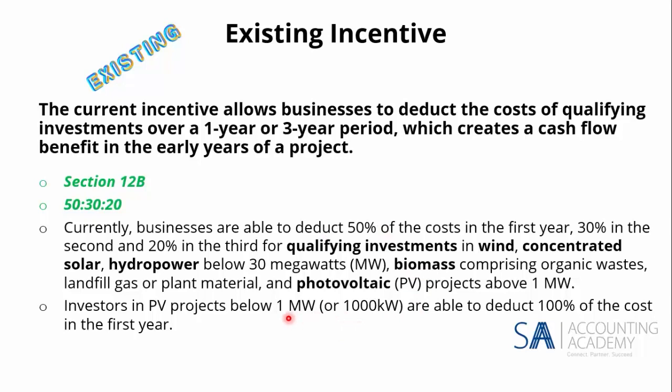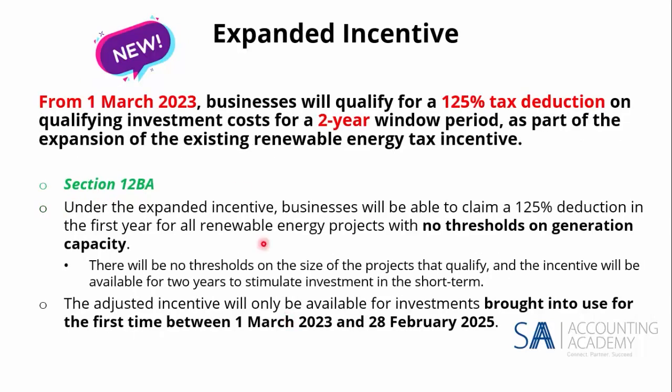So if it's below 1 megawatt, then you can claim the full 100% now. What is the newly expanded incentive all about? Well, from the 1st of March, they're backdating it to the 1st of March. Businesses now qualify for 125% tax deduction on your qualifying investments.